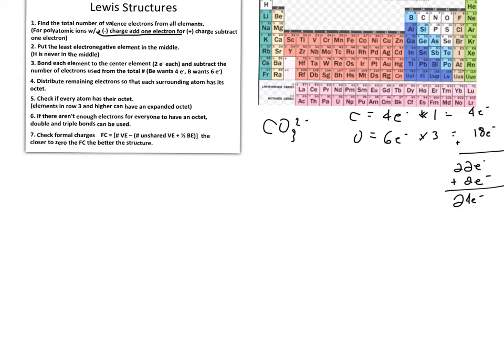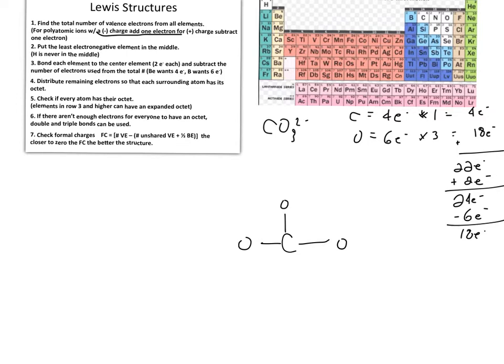Just like last time, step number 2 tells us to put the least electronegative element in the middle, and in this case carbon is the least electronegative element because it's farther to the left than oxygen. Oxygen atoms then surround that least electronegative element. We then move on to step number 3 and bond our central element to each of the exterior elements. So I've used 3 bonds. Each bond has 2 electrons, that's a total of 2, 4, 6 electrons. I've used 6 electrons, so I have 18 electrons left after the bonding has occurred.